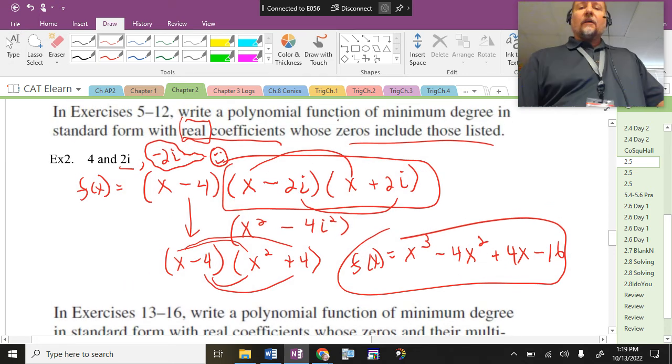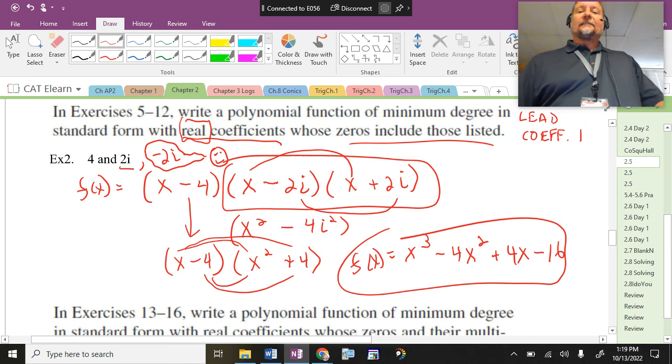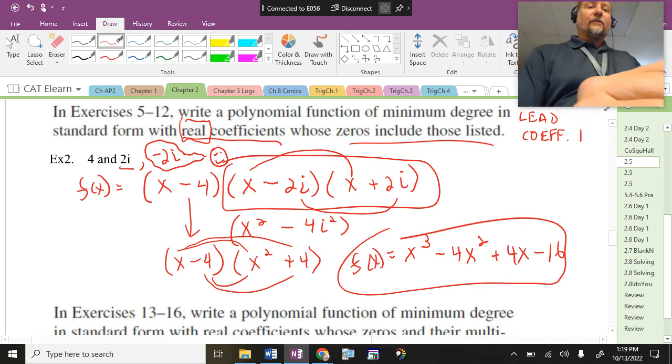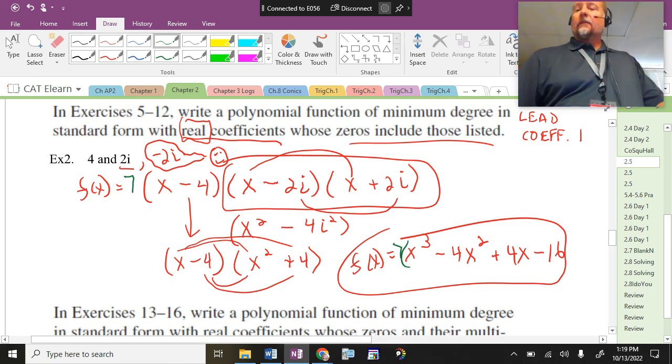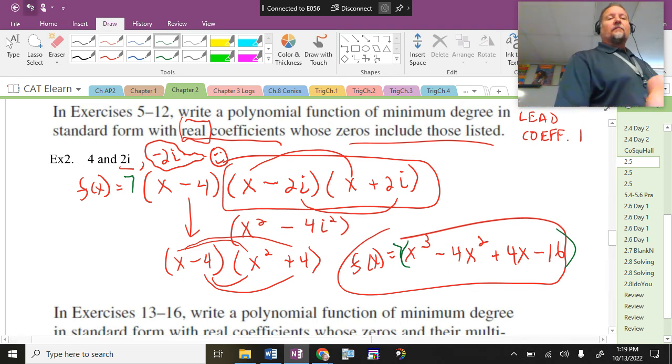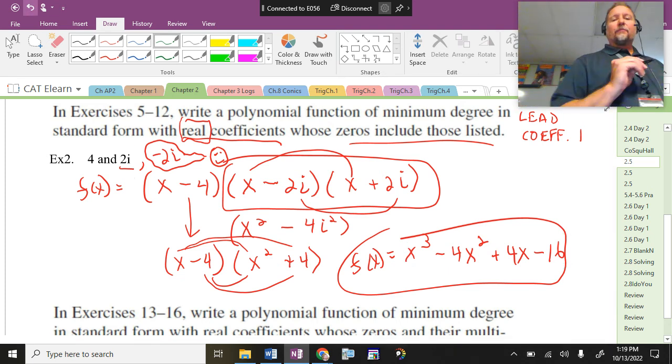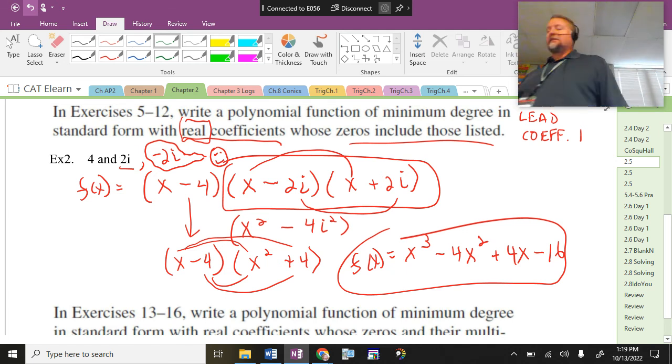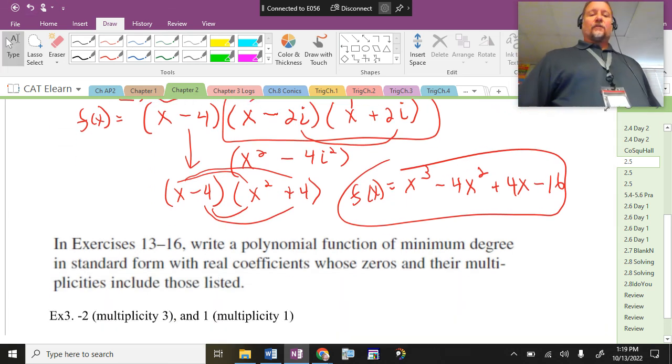They should say of minimum degree with a leading coefficient of 1. They really should say that in these directions. Because if it said leading coefficient of like 7, all you would have to do is put a 7 in front of here, leave it until the end, and then you could distribute it. So they really should say that. A little shortness on the directions there. It is definitely a shortage there.